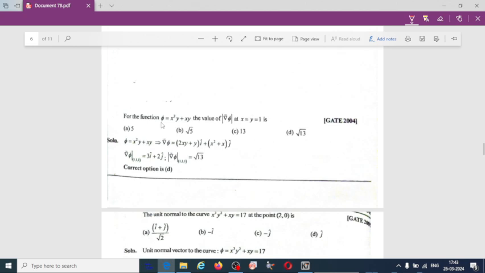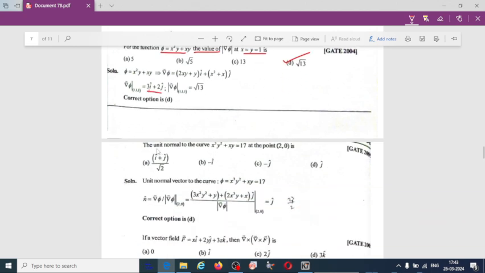For this function phi equal to the given equation, the value of the gradient, that is mod of del phi at x y is equal to 1, is. So here if you take the gradient of phi, that is 3 I cap plus J cap, and substitute the value 1, 1, this is going to be root 13.